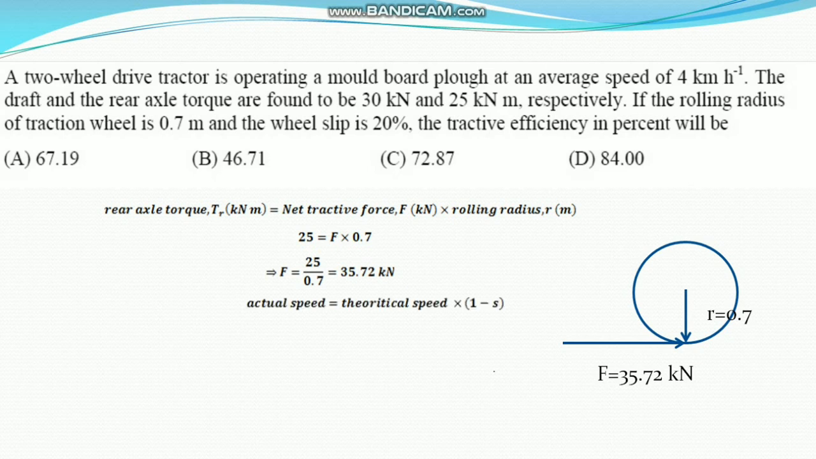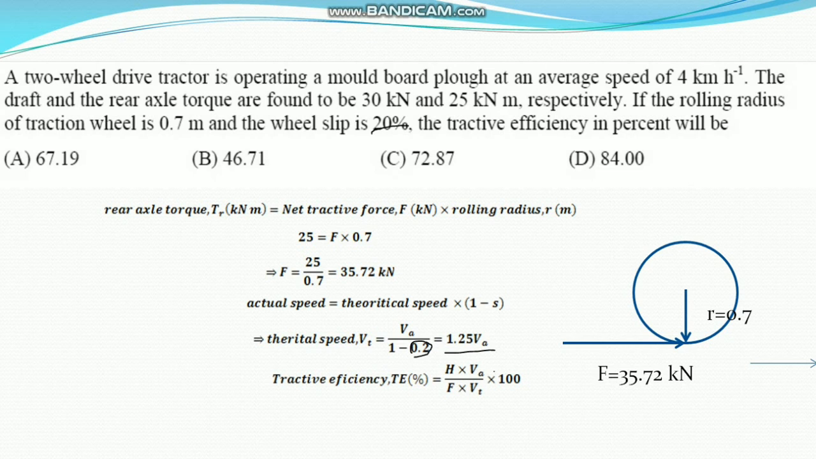Now actual speed is given, that is 4 km per hour. We know actual speed is equal to theoretical speed into 1 minus s, where s is the slip. Slip is given as 20% here, therefore s in fraction will be 0.2. So this is forward speed. Therefore the theoretical speed, let it be Vt, is Va divided by 1 minus 0.2, so the theoretical velocity is 1.25 into actual velocity.